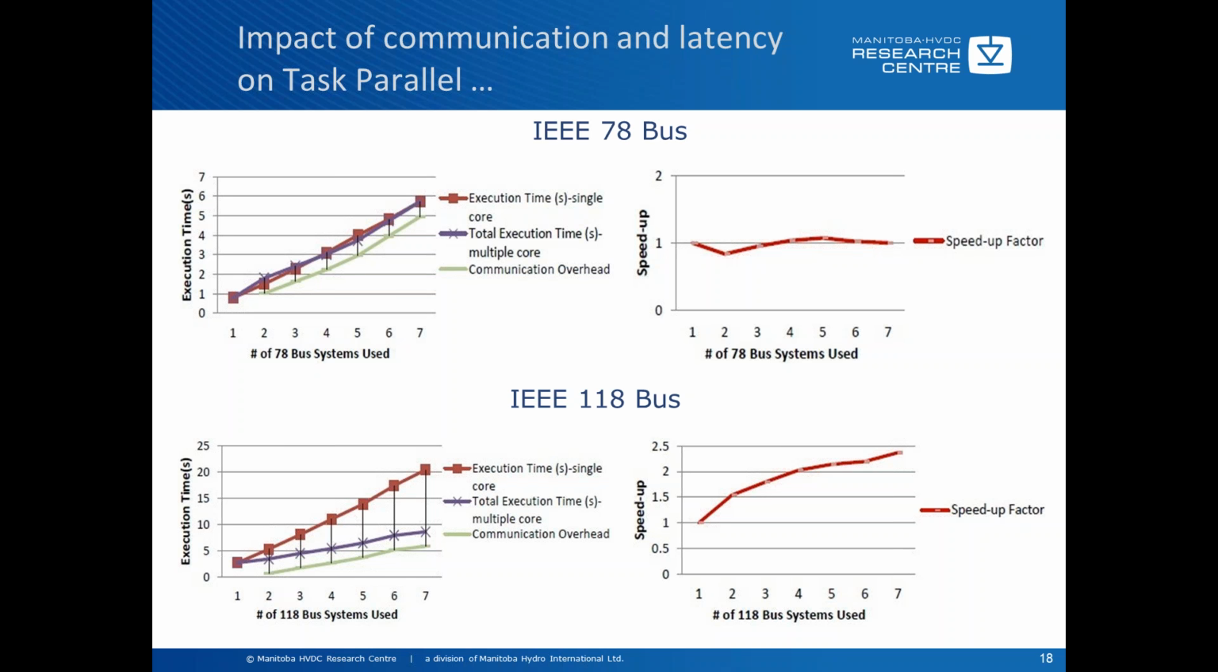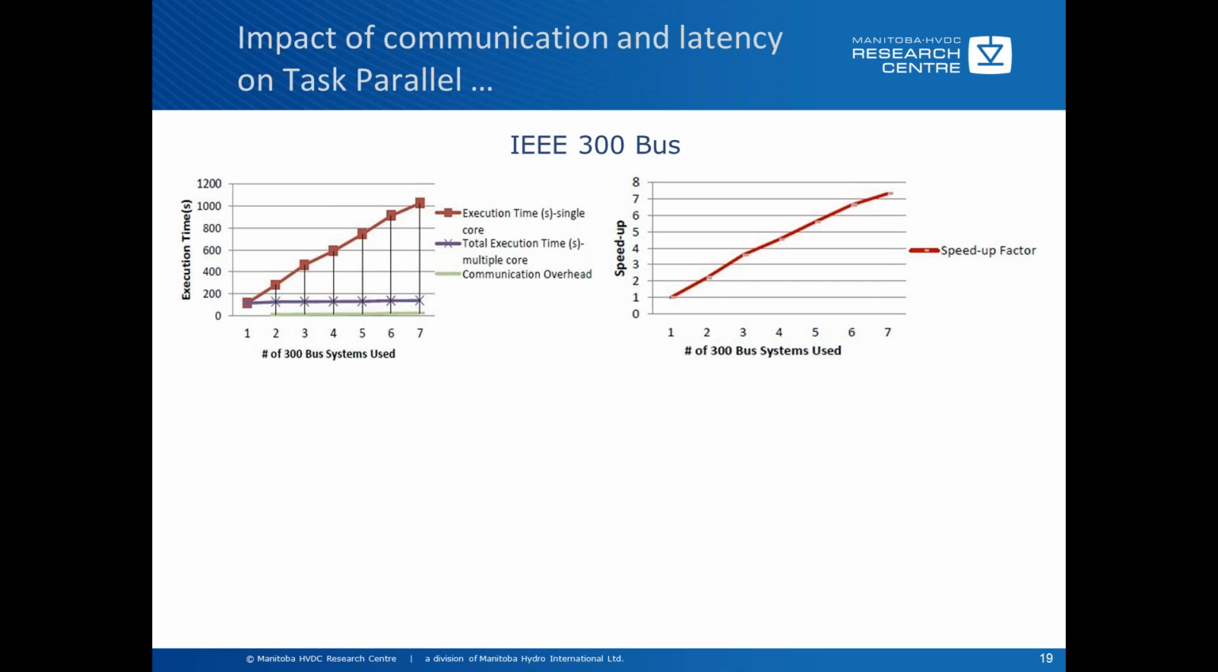If we increase this further, we can see now we start to get the benefit of the acceleration, because while the communication is still the same, it doesn't grow with the size of the system. So as the scaling of the system increases, we start to see the benefits that we're looking for. And as we go to a 300 bus system, you can see that the scale of the system ensures that we get a linear speed up factor in the end.